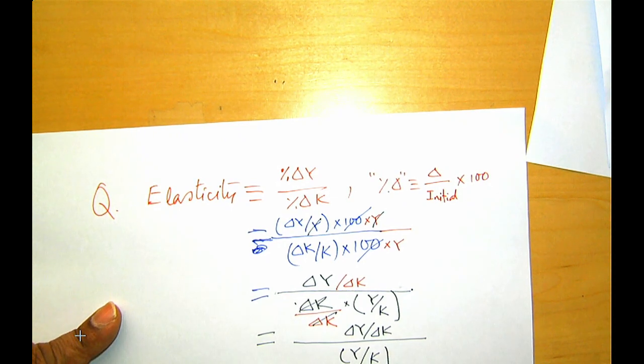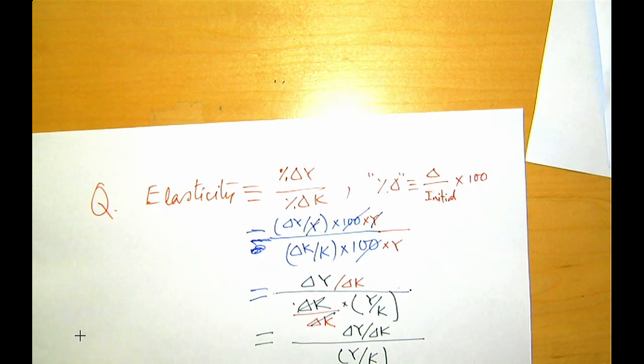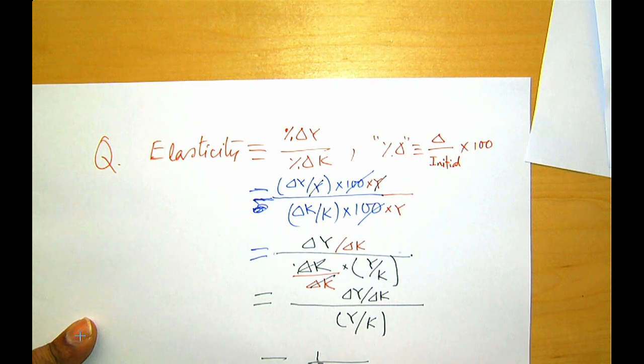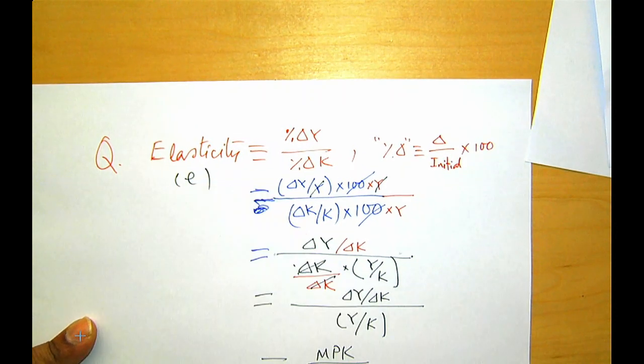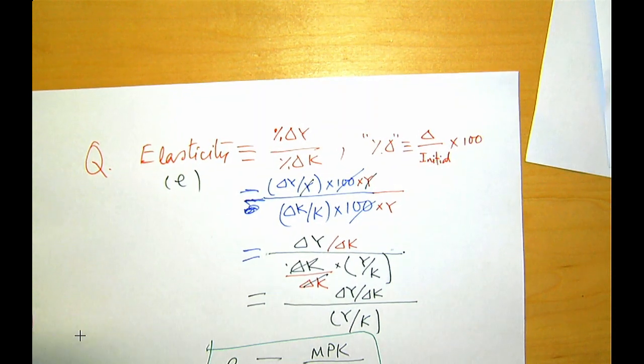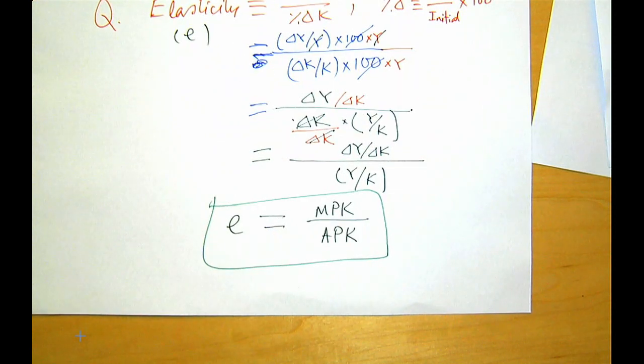And now remember, delta Y over delta K is marginal product of capital. And this is average product of capital. So this is the formula. If E is elasticity, this is something you just learned, and you should remember that. This is very, very important and going to be useful.